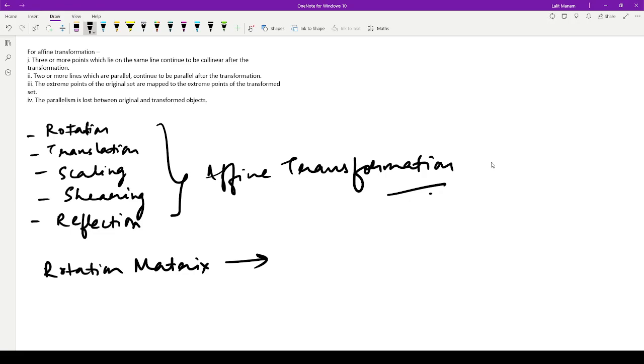So I'll write it here for n dimension. We'll just discuss it in general and then we'll go to the specific. Well, the question is general itself. It's fine.